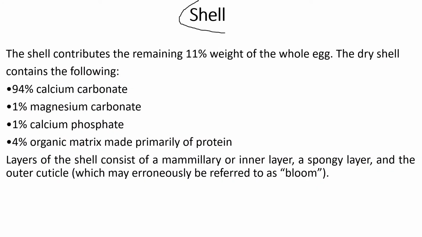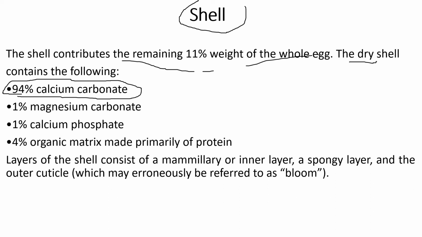So next we talk about the shell. The shell contributes the remaining 10% of the whole egg, and the dry shell contains mainly calcium carbonate, which makes up 94%, and others we have magnesium, calcium, and organic phosphates. Also, the layers of the shell consist of the mammillary or inner layer, the spongy layer, and the outer cuticle. So as you can see, the shell is divided into three components. The first component is the inner layer, then we have the spongy layer, and then the hard upper cuticle layer.